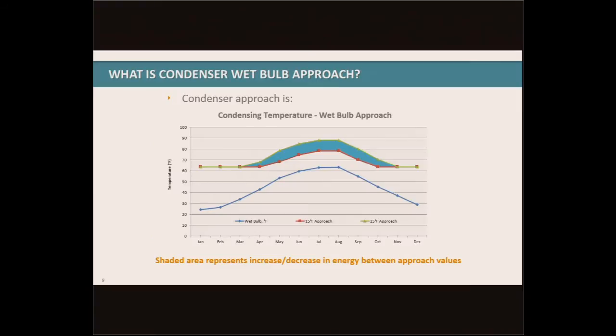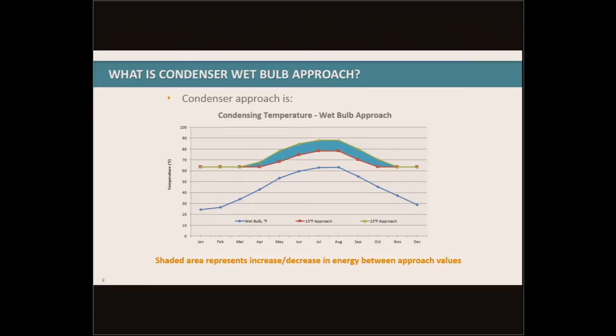Now what we can see as far as savings, this is the same type of graph that we just looked at. And the savings with enabling a wet bulb approach is going to correlate to savings opportunities in the summertime and not necessarily in the wintertime, as we saw with reducing the condensing pressure. So in this case here, let's start with our wet bulb temperature, which is our blue line. So this is our average temperature throughout the year. And our approach is going to be at a fixed amount that's above the wet bulb. And so in the case of the green line, we're going to be at a 25-degree approach.